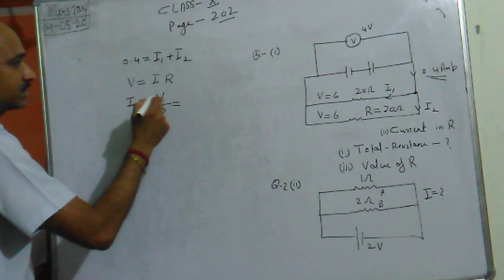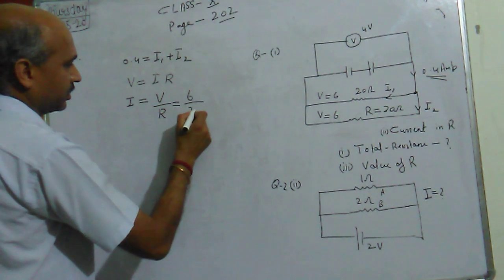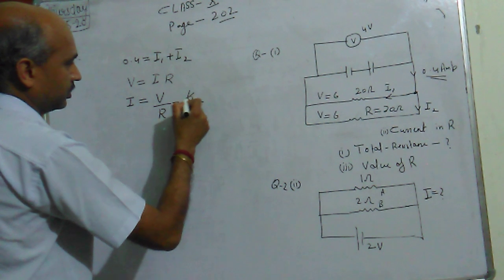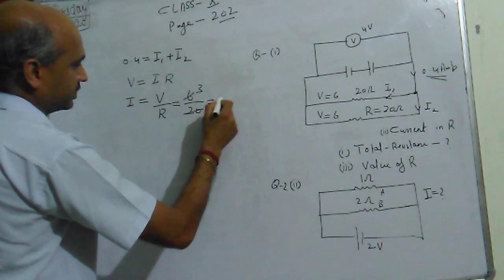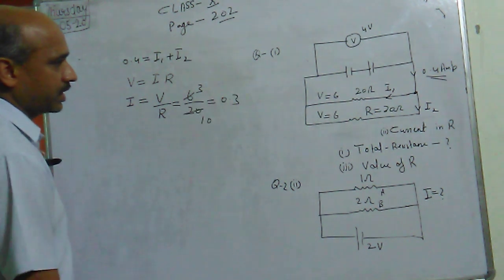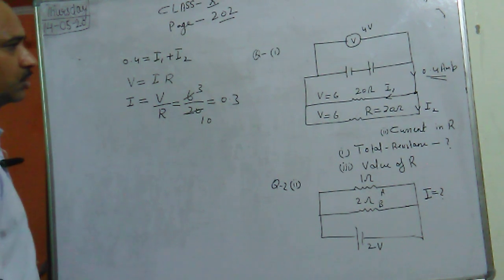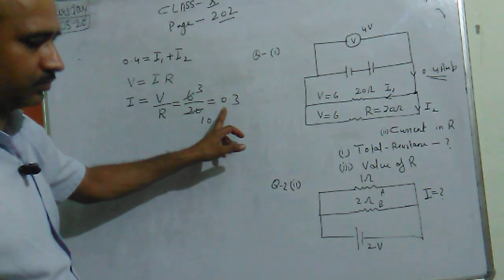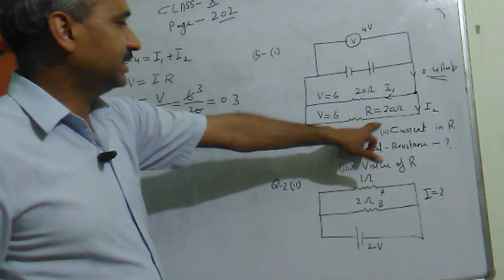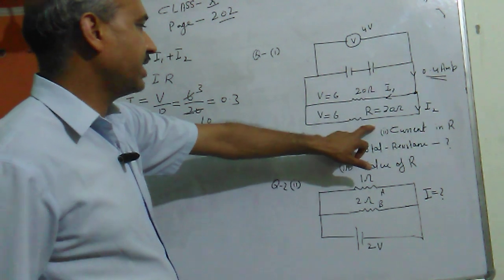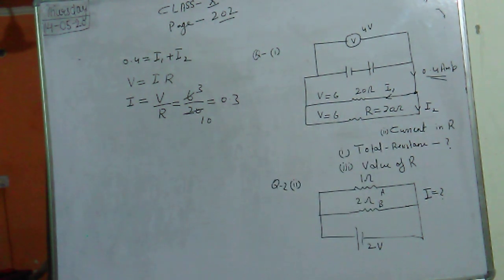V upon R means how much is the V? V is 6 volt, and the resistance is 20. So cancel it off: 2 threes are 6 and 2 tens are 20. So it is 0.3, and that means 0.3 ampere current is flowing through this resistance. Because this is what we were finding out. So it is 0.3.